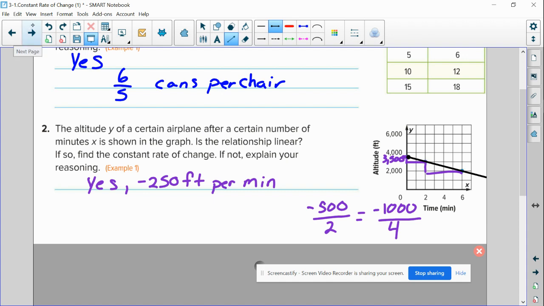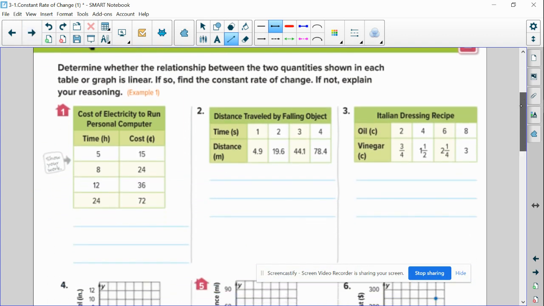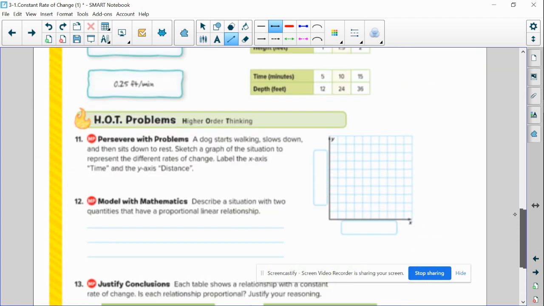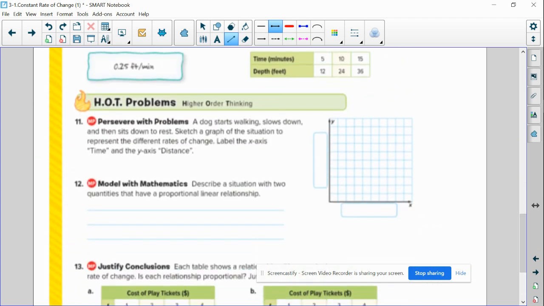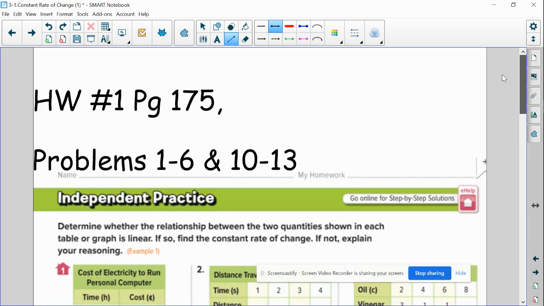Alrighty. Your homework is page 175. You're doing problems 1 through 6. The bottom 3 you are not doing. And then on the back side, you are doing 10 through 13. Number 10, don't overthink it. You can make a little table. It does not have an exact correct answer. It is your representation, so don't overthink it. But make sure you do all 10 problems. And then have it ready to turn in tomorrow.